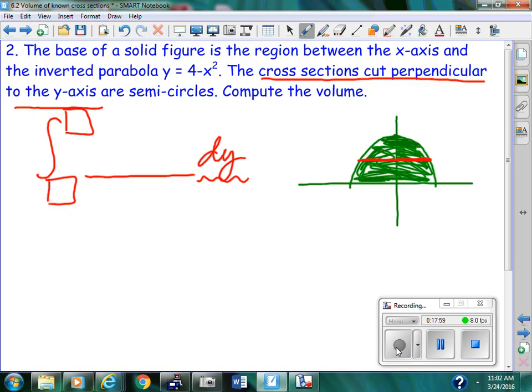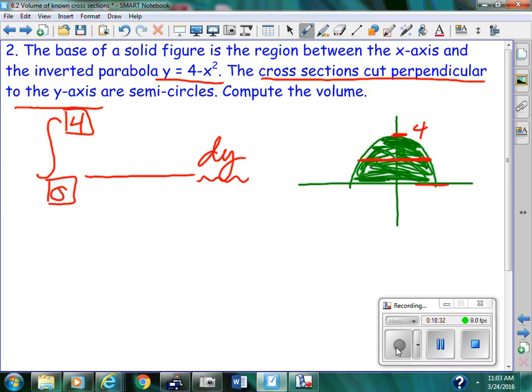All right, now, from here, the bounds that I put right here are going to be the part of the y-axis that I'm actually cutting. So what is the lowest y value? 0, right down here. And the highest y value is 4, because notice that was y equals 4 minus x squared. So the highest value up here should have been a 4.